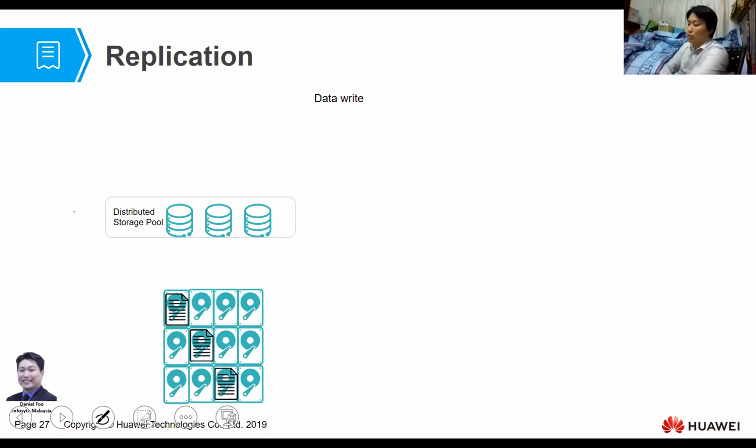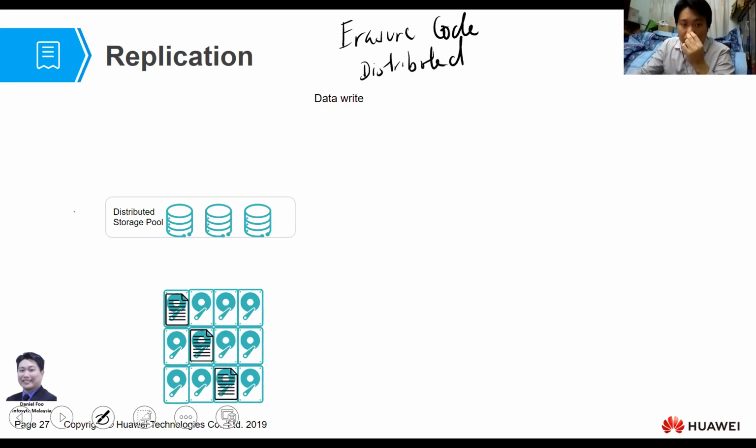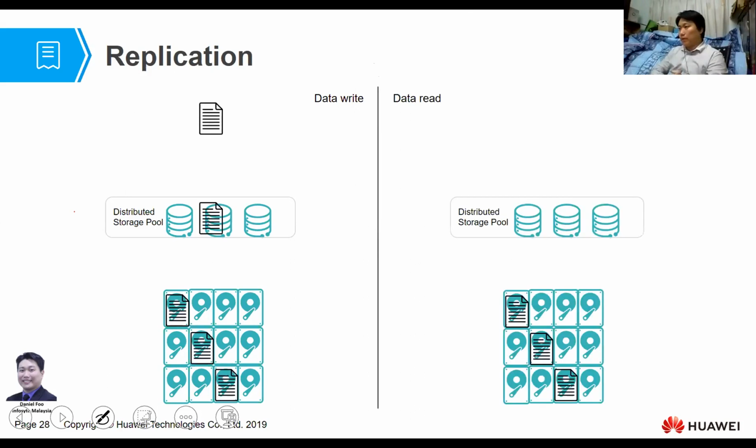Sometimes there are a few names for this. Sometimes you will also hear erasure code, and sometimes they also call it distributed RAID. It is quite commonly used in distributed storage technology. The capacity usage will be lower because they need to reserve a lot of space for the extra data copies to protect it. When you're reading your data, it will be served by multiple drives or nodes at the same time to support multiple concurrent connections.